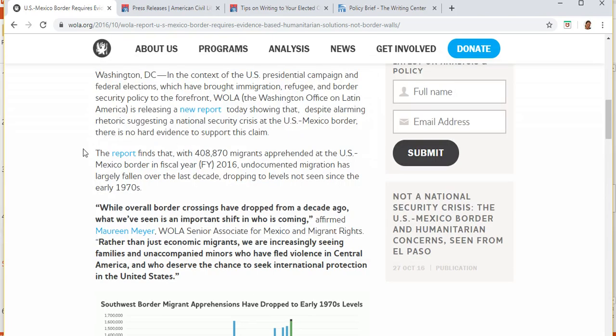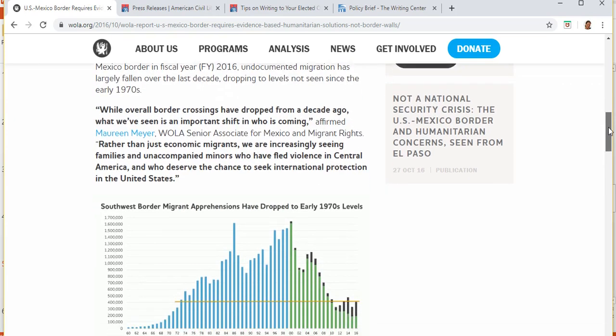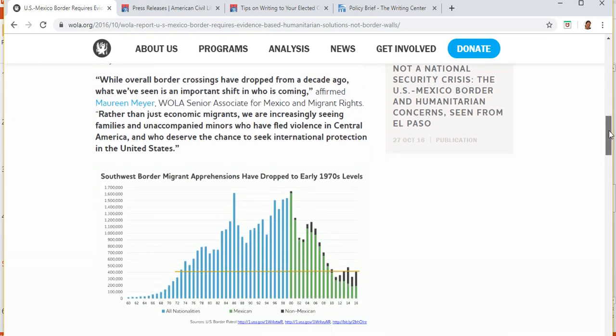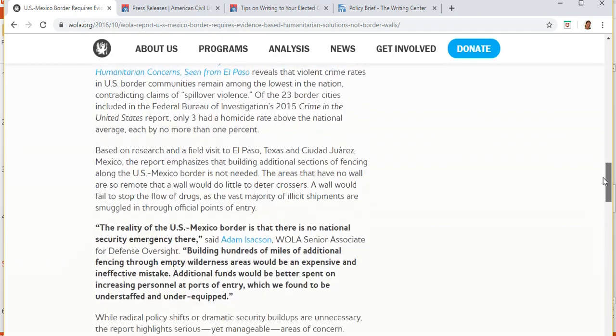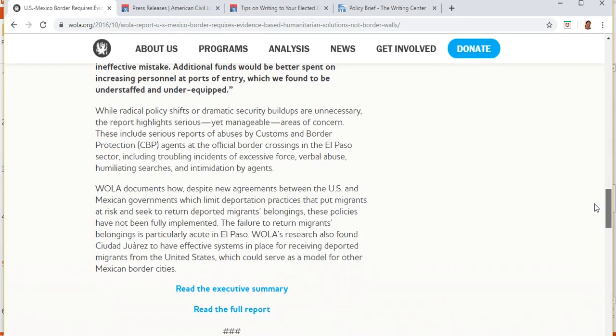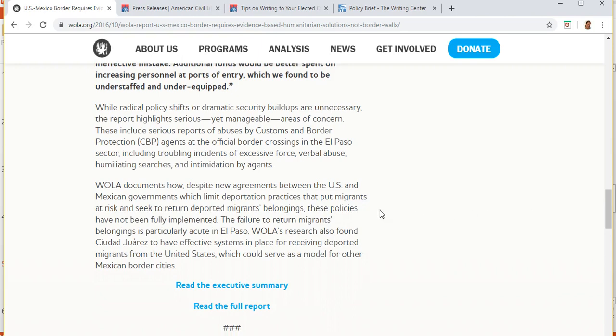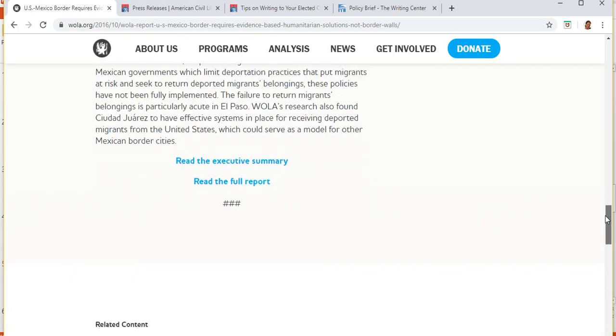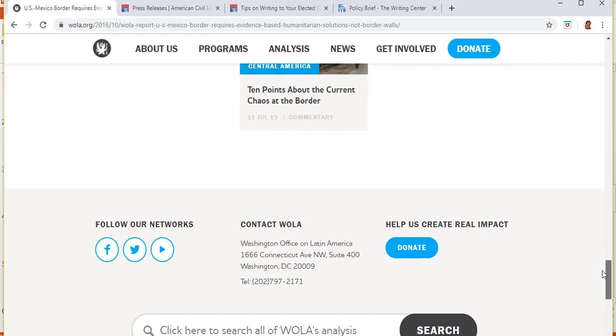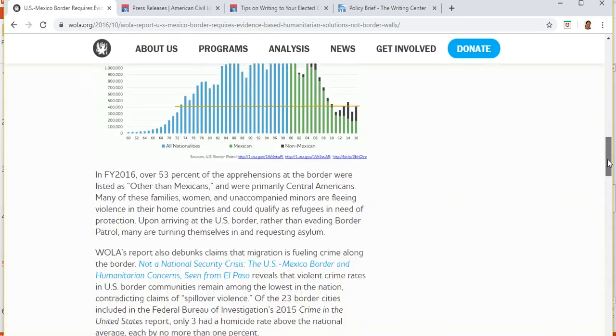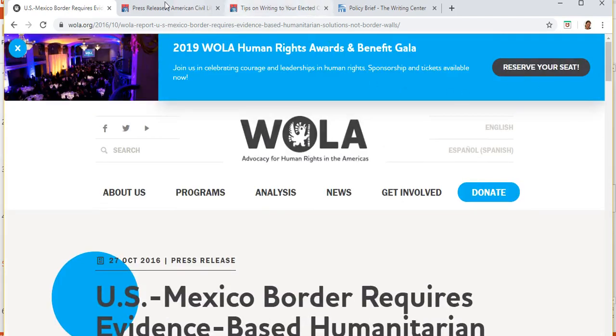They highlight specific pieces of data that they want to make sure people can take away from the press release. They show some graphic information about apprehensions at the southwest border. And then after going over data that they want to make sure people get, they provide opportunity for you to connect to the full report and the executive summary. There's always contact information for how to contact the organization, how to get further involved. So that is one example.